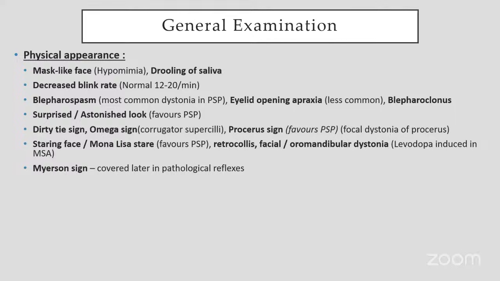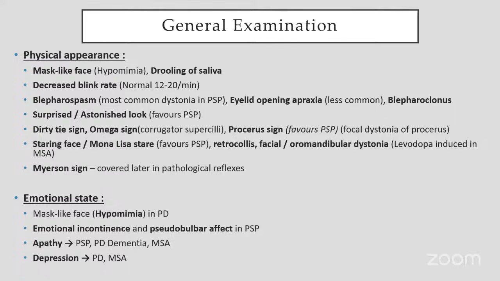And in MSA, they may have oromandibular dystonia or facial dystonia, and the Mason sign will be examined. In emotional state, PSP patients have emotional incontinence or pseudobulbar affect. When they are talking, they smile, laugh unnecessarily, or cry too much. But they may also have apathy. And PD patients and MSA patients usually present with depression.